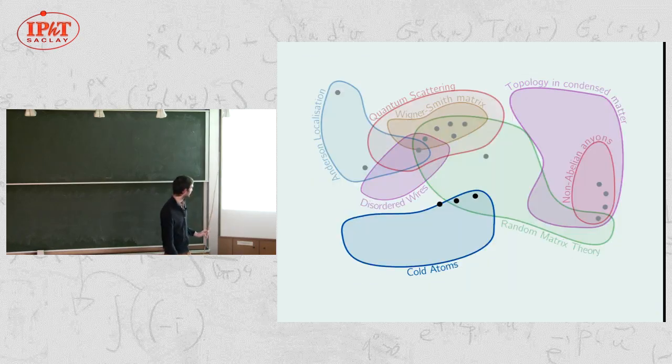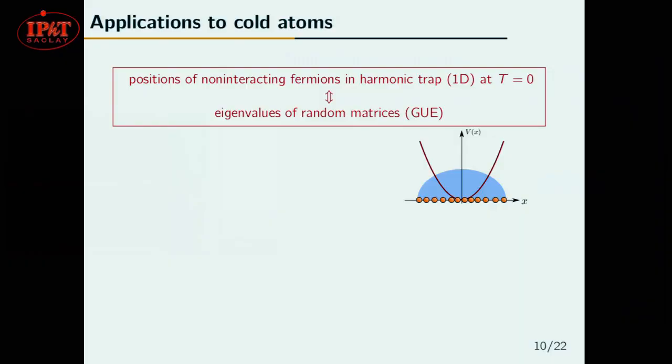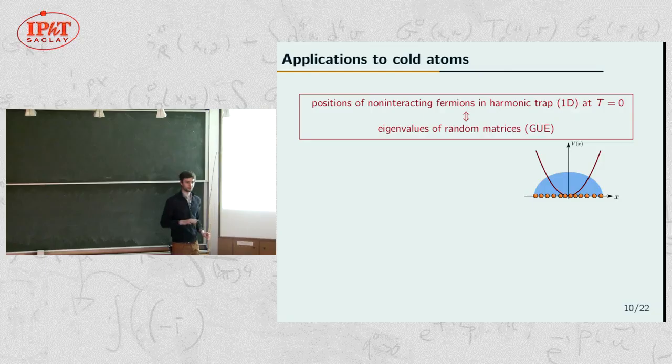And towards the end, as I said, I moved a bit to cold atoms, because we have the same type of questions and the same type of tools that we can use in this field. So I will mention it because some people here are working on related topics and could be interested. And the basic idea is that there is a direct connection between non-interacting fermions and random matrices, which is the following. The positions of non-interacting fermions in a harmonic trap in one dimension at zero temperature, so in the ground state, can be directly mapped onto the eigenvalues of some random matrices.